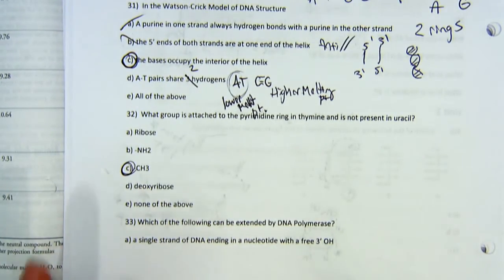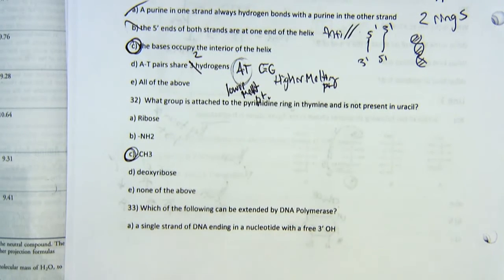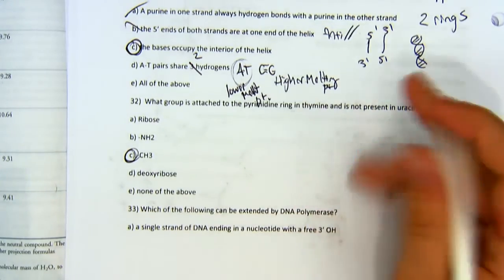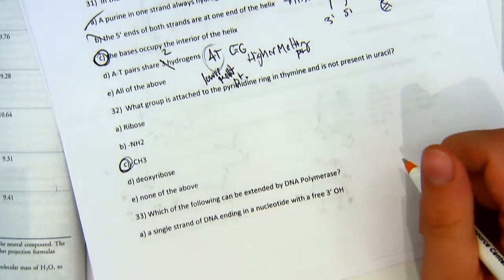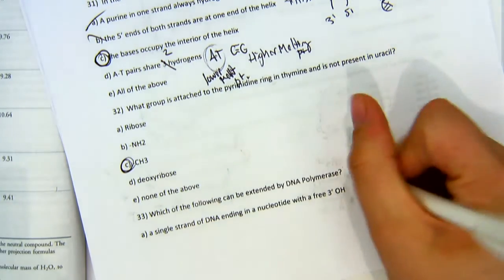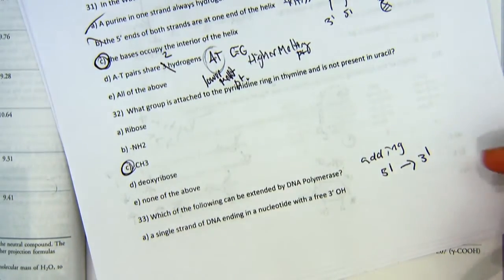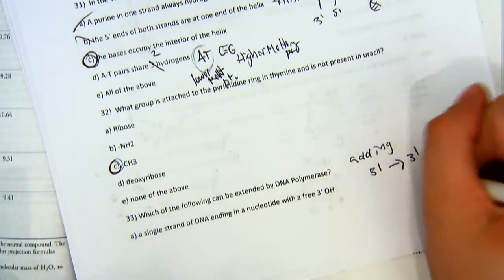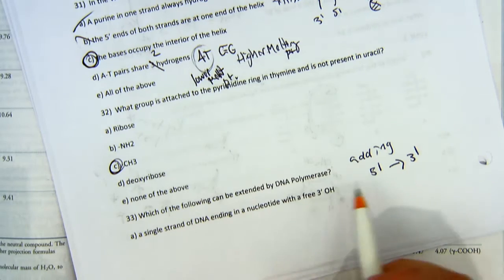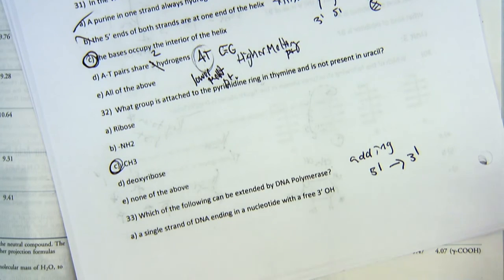Okay. So which of the following can be extended by RNA polymerase? So, DNA polymerase. Sorry, got too excited. We don't really do transcription in this class. So, with DNA polymerase, we're always adding in what direction? 5 to 3, right? So if we're adding 5 to 3, those new nucleotides are getting added to the free 3 prime end, right? So which of the following can be extended by DNA polymerase? A single strand of DNA ending in a nucleotide with a free 3 prime OH. That's looking pretty good so far, right? I'll put that as a maybe.